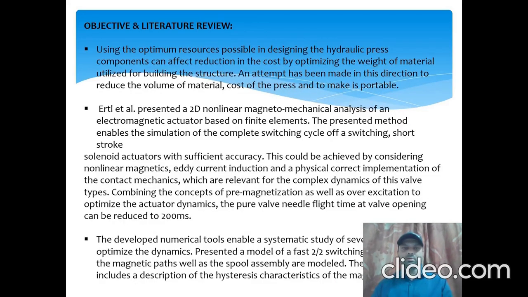Objective and literature review. Using the optimum resources possible in designing the hydraulic press components can effect a reduction in the cost by optimizing the weight of material utilized for building the structure. An attempt has been made in this direction to reduce the volume of material, cost of the press, and to make it portable.